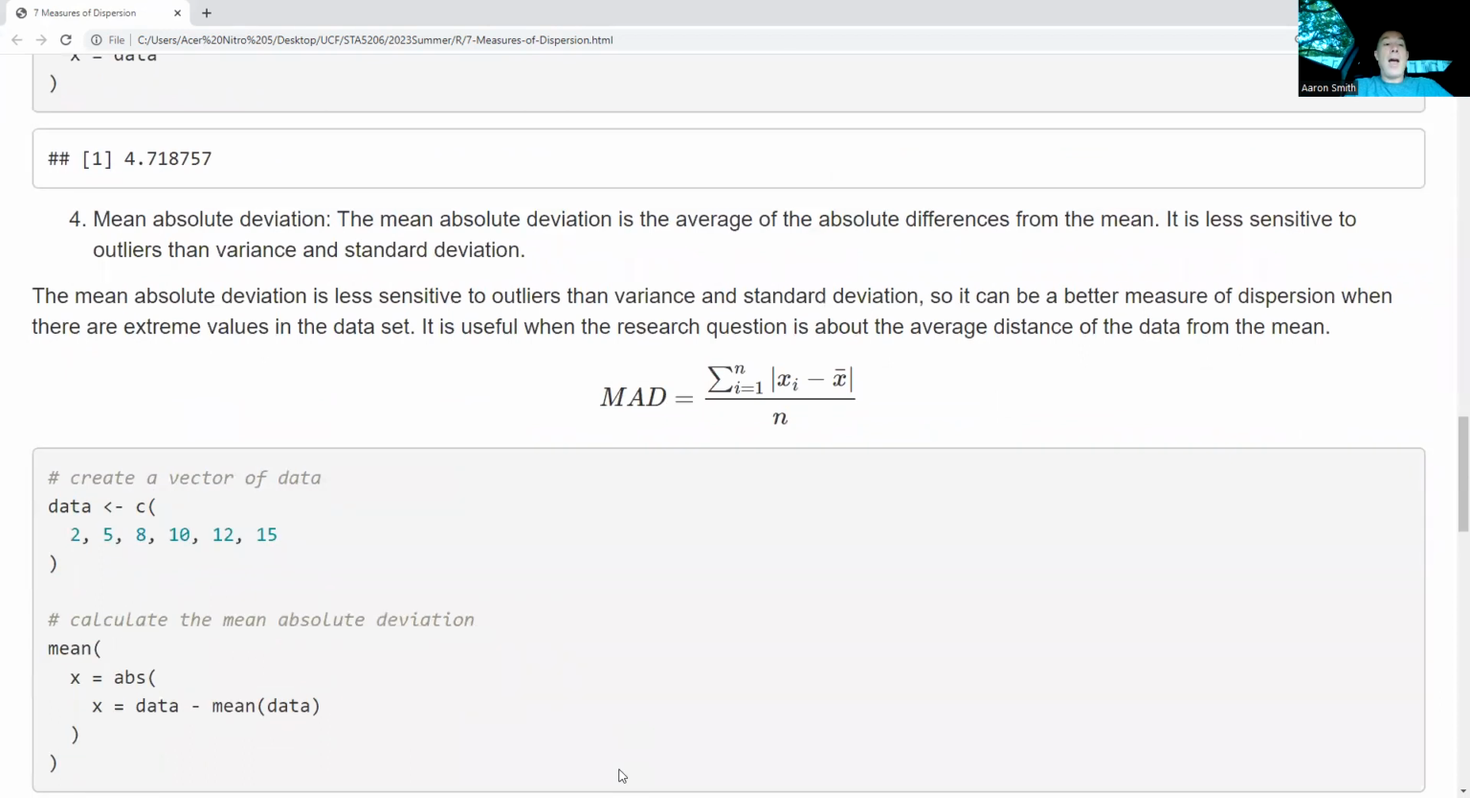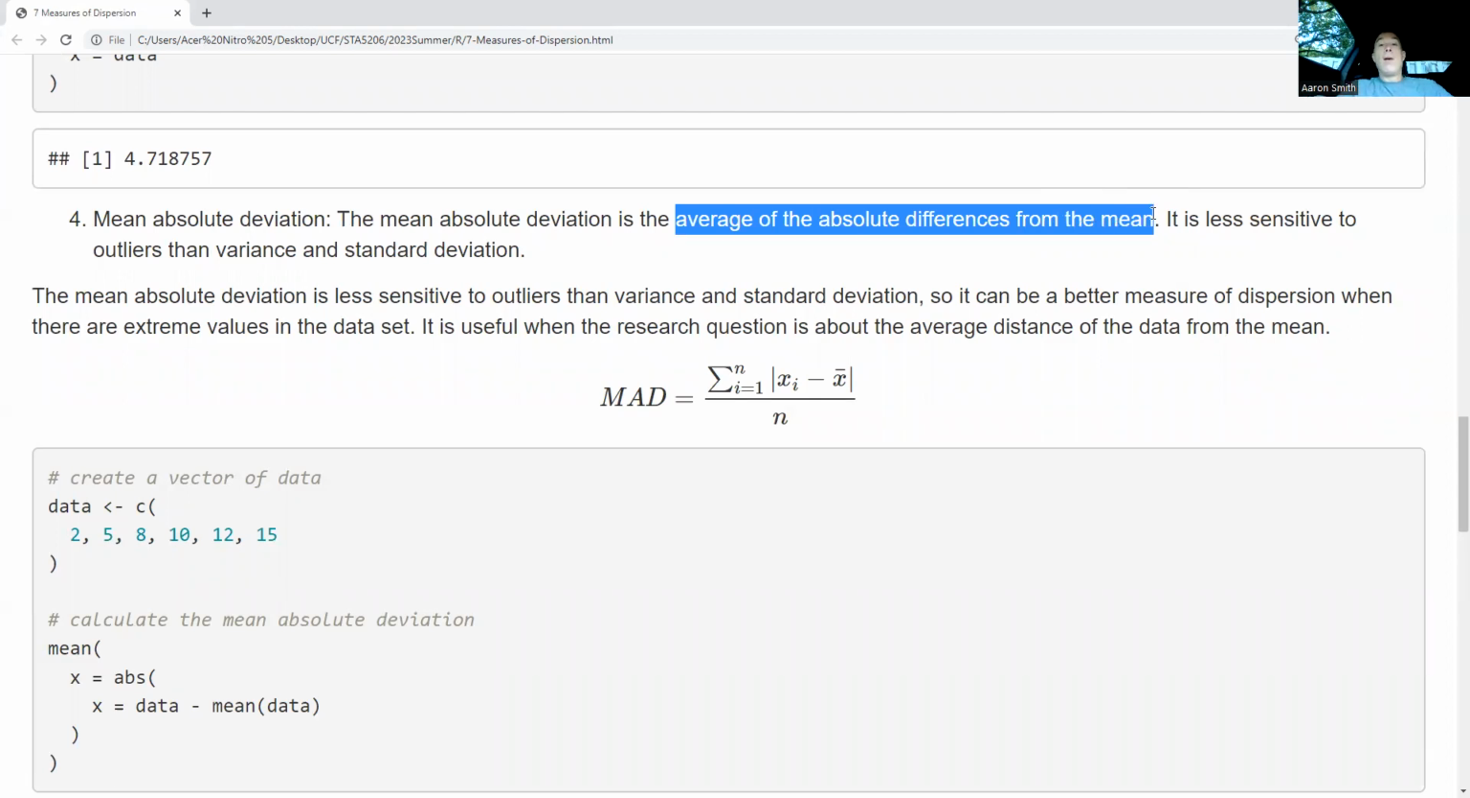Now, the next one is mean absolute deviation. So the mean absolute deviation is the average of the absolute difference from the mean. So this is the average difference from the mean. It's less sensitive to outliers than variance and standard deviation.